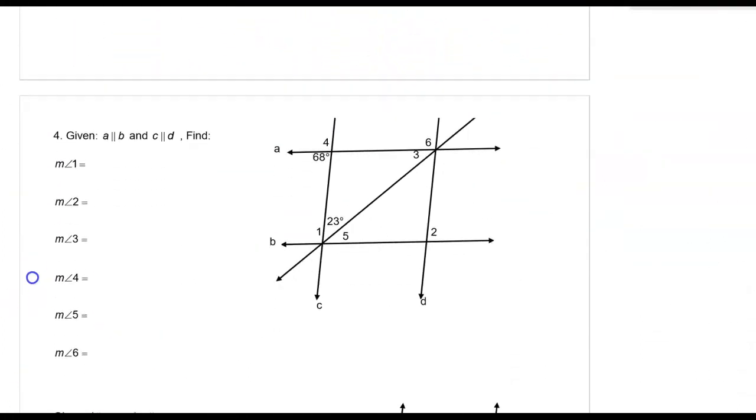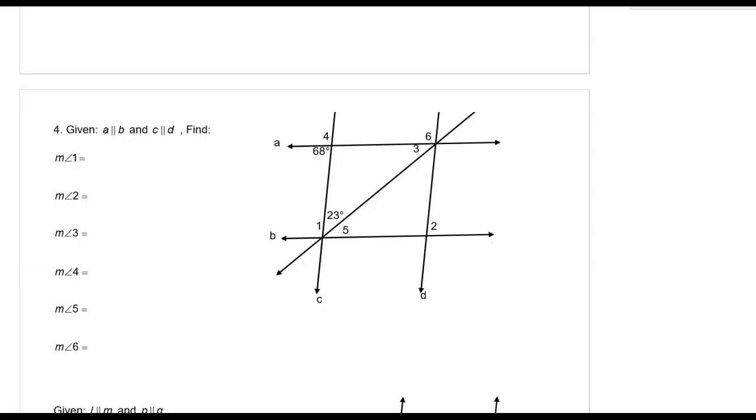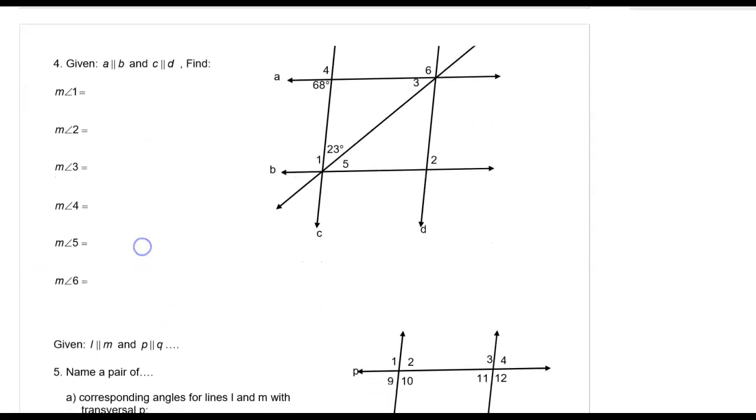Here's another similar diagram with some different numbers in it. I would like you to pause the video and try to figure out as many angles as you can in this diagram, and then turn the video back on to get some help or to just check your answers.